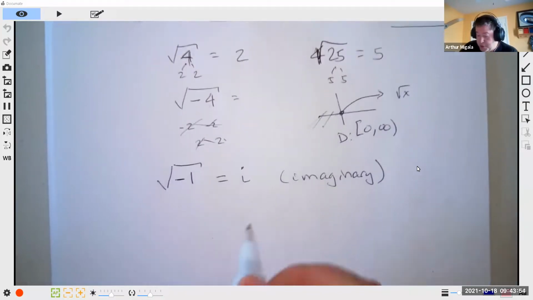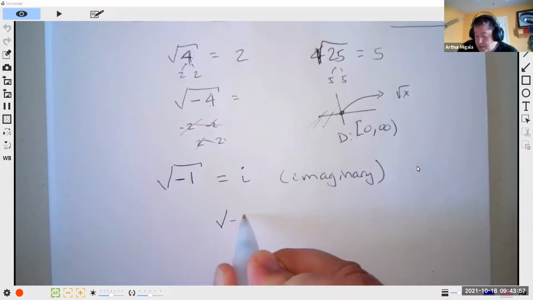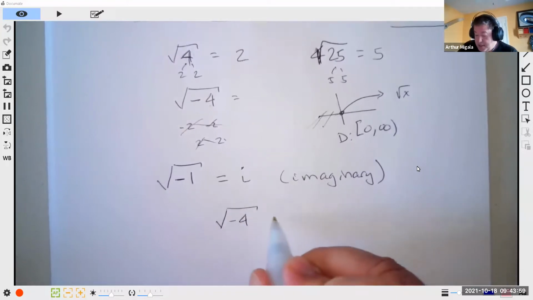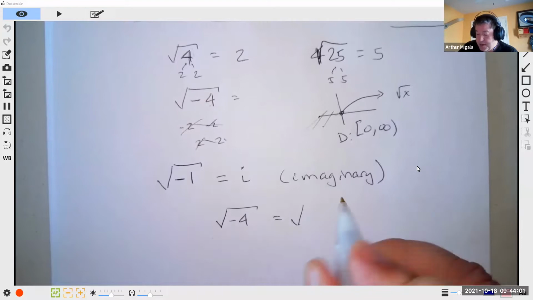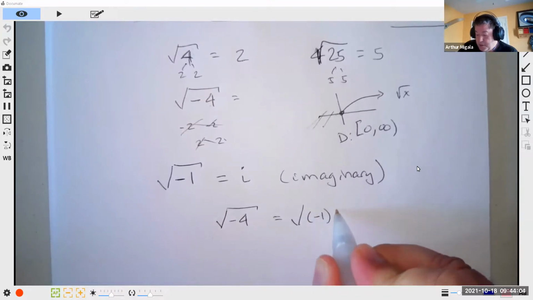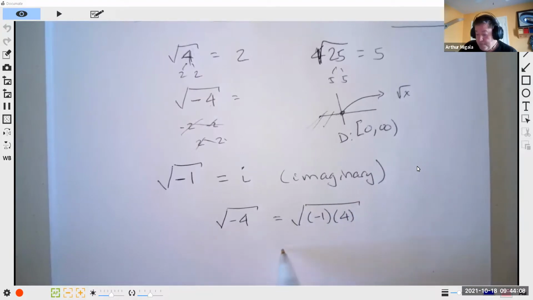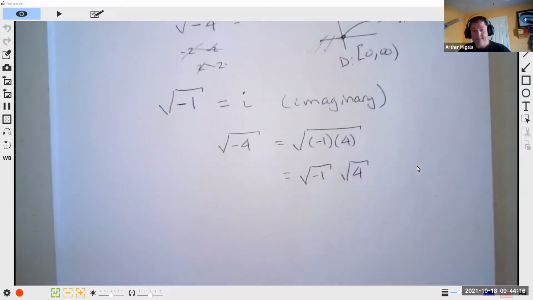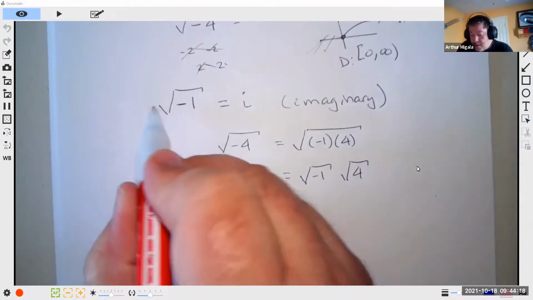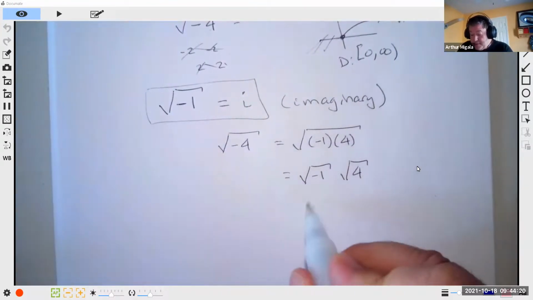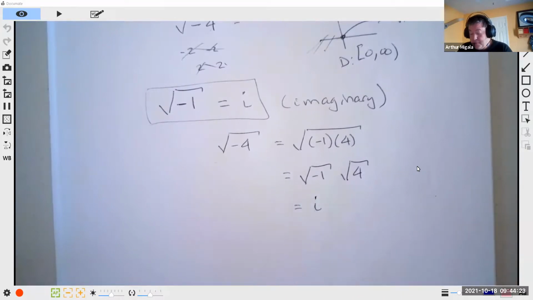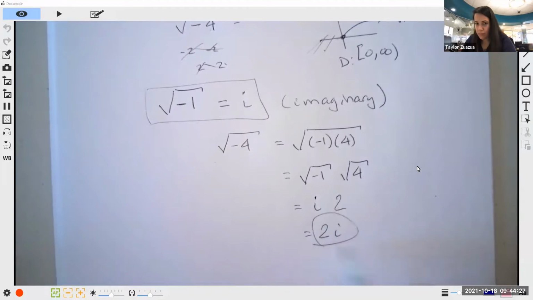Now, the way this works in our equation is -4 is actually made up of -1 times 4. So now we can split those up. We have square root of -1, square root of 4. We know that square root of -1 now is i, and the square root of 4 is 2. So the answer is 2i.